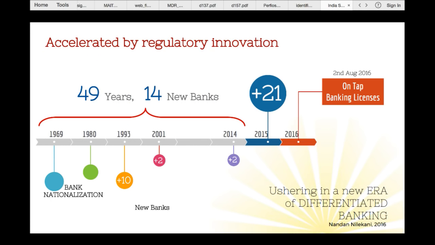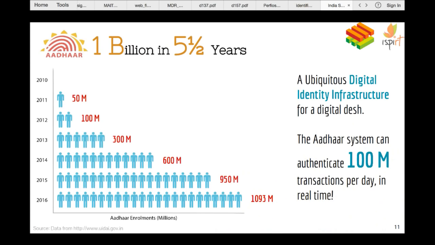Similarly, we have had regulatory innovation where we had the nationalization of banks 49 years ago, but then only 14 new banks came alive. But then in the last 2 years, we have seen 21 new banking licenses granted. A few of them have already gone live just now, and many more will come in this new year.